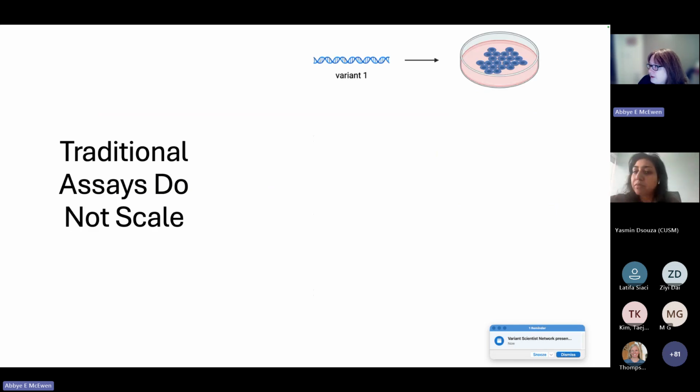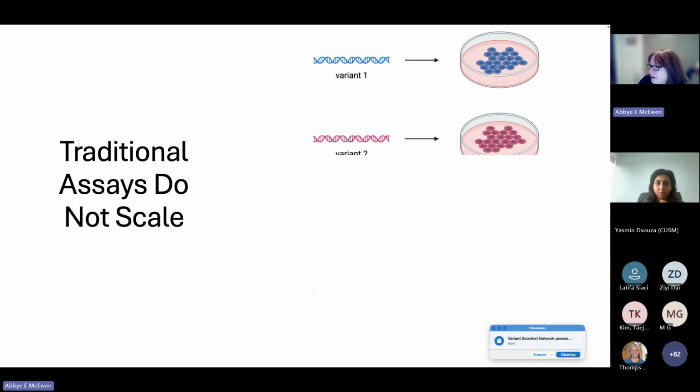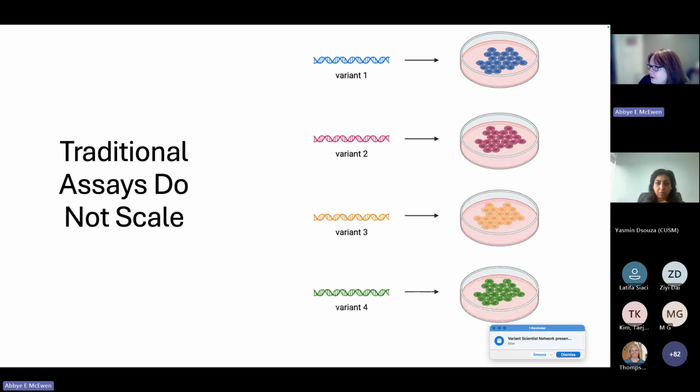And this is frustrating because these traditional assays simply do not scale. We're finding variants now at a pace faster than we can do these one-at-a-time approaches. So the gap between variants discovered and variants understood keeps widening. So you have to assay variant 1, variant 2, variant 3, and variant 4 in an individual well of a single dish, which makes this really untenable long term.